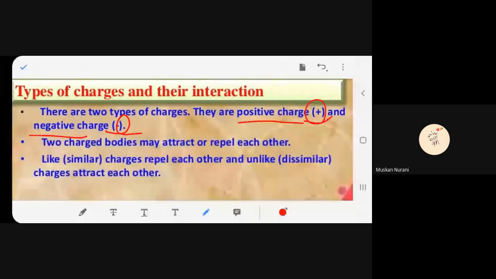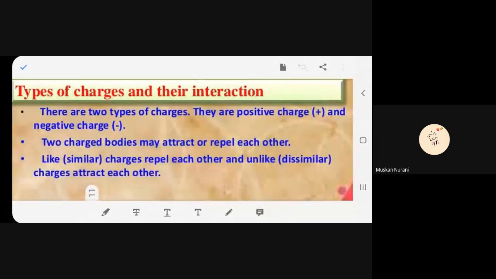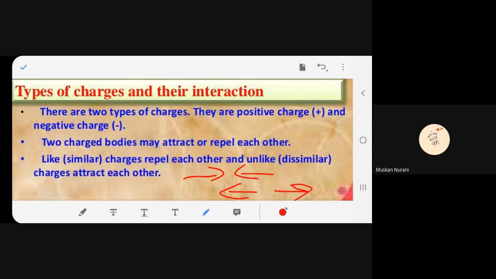Now, if the bodies are charged, there could be two things. Either they attract each other or they push away from each other. That is, they repel each other. Attraction is bringing them close. Repulsion is going away from each other. Is it clear? Yes, ma'am.